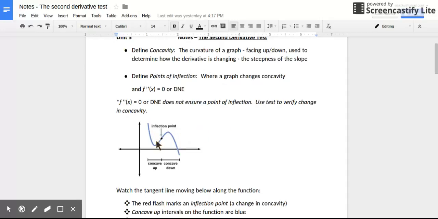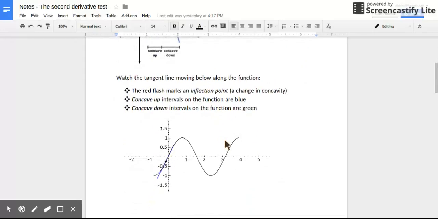So there are points on a graph where it may change concavity. It may change from facing up to facing down or vice versa. And that specific point is called a point of inflection or an inflection point. We can find those points by finding zeros or undefined values of the second derivative. However, it's important to note that just because we found a zero or an undefined value of the second derivative, that does not ensure that we have a point of inflection. A point of inflection has to be a change in concavity. So we're going to use our test to verify that we actually change concavity, and then we can determine whether or not we had an inflection point at a zero or an undefined value of the second derivative.